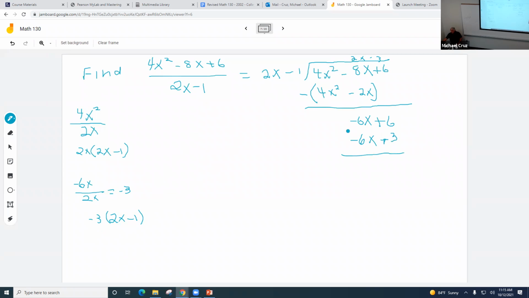All right, and as I said, we subtract here, and that changes the signs. So -6x plus 6x is 0. And 6 minus 3 is 3. That's our remainder. So then here's what they call the Q of x, the quotient.